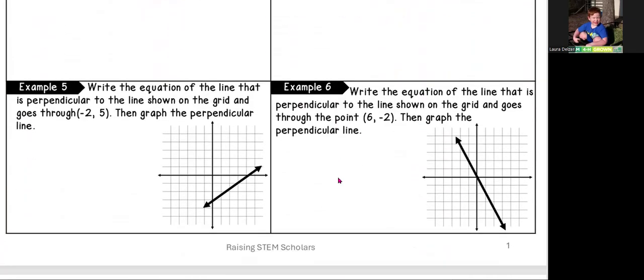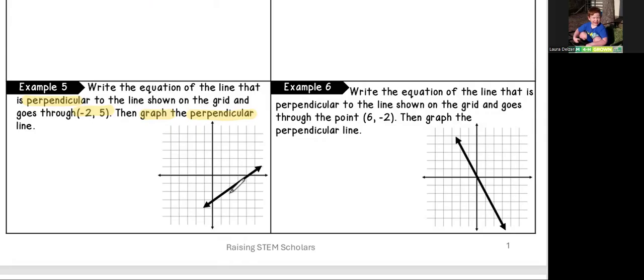All right, so we've got our two graphs here. So we can do all of the same things looking at our graphs. So let's go ahead and read this and kind of highlight what we're looking for. It says, write the equation of the line that is perpendicular to the line shown on the grid that goes through -2, 5, and then graph the perpendicular line. So they're going to want us to graph this, okay? So for us to even figure out what the very beginning is we've got to first find our slope. That's the very first task here.